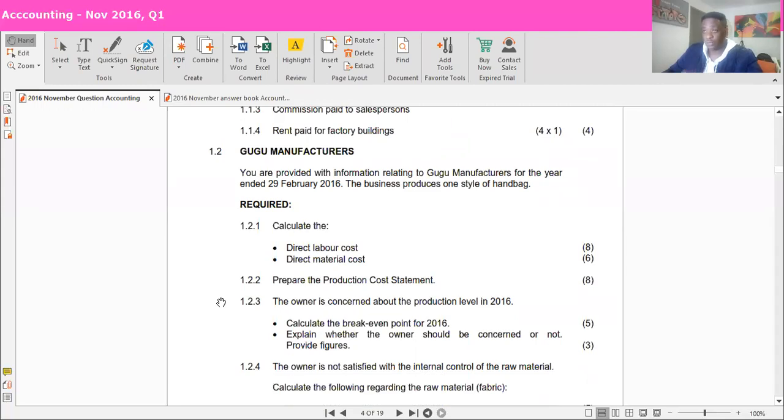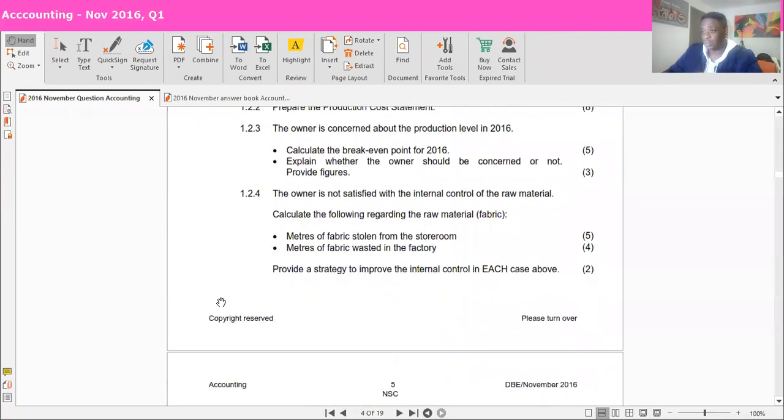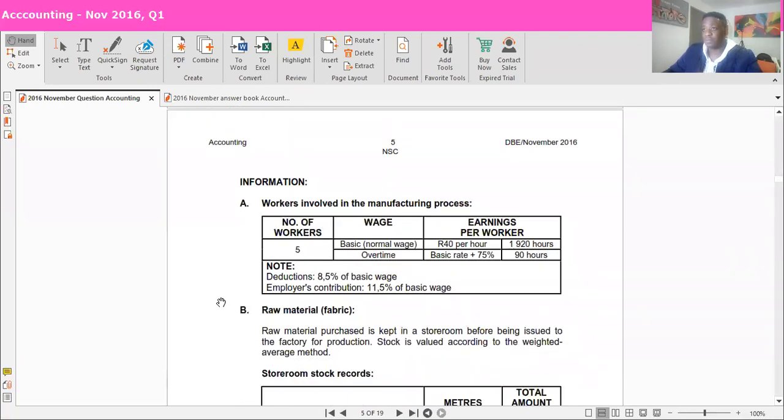We're going to start with the information that relates to the direct labor cost. That's information A. As you can see, it says workers involved in the manufacturing process. The number of workers is 5, and they have a basic, which is the normal wage, and then an overtime rate. For the basic rate, they're getting 40 rand an hour, and they've worked 1,920 hours per worker. So each worker has done 1,920 hours, paid 40 rand for each hour worked.